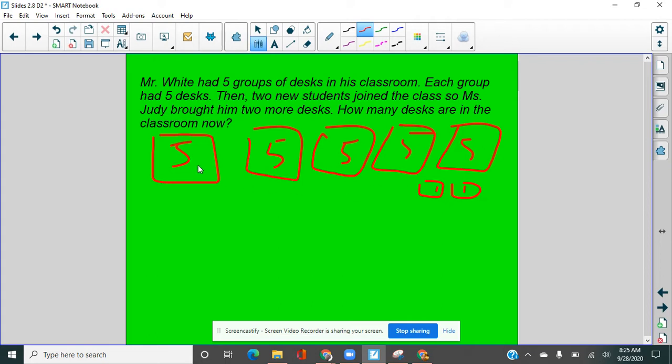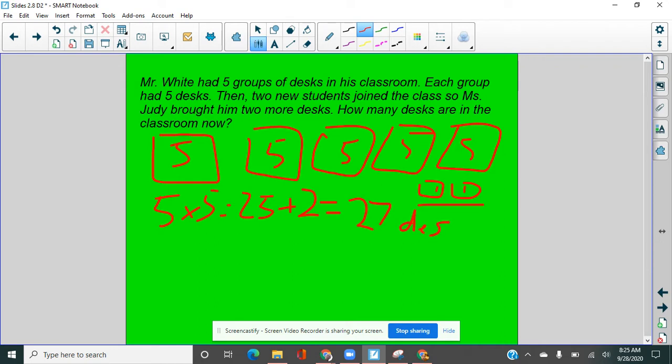So if I look at that, right, what could I do to solve this problem? Well, I'm going to think about multiplication. I could add 5 plus 5 plus 5 plus 5 plus 5, but I know that a faster way here is going to be 5 groups of 5, which equals 5 times 5 equals 25. This is a lot of fives today, isn't it? And then what I had to do was take these 2 more and add those 2 extras. So my final answer here is 27 desks.